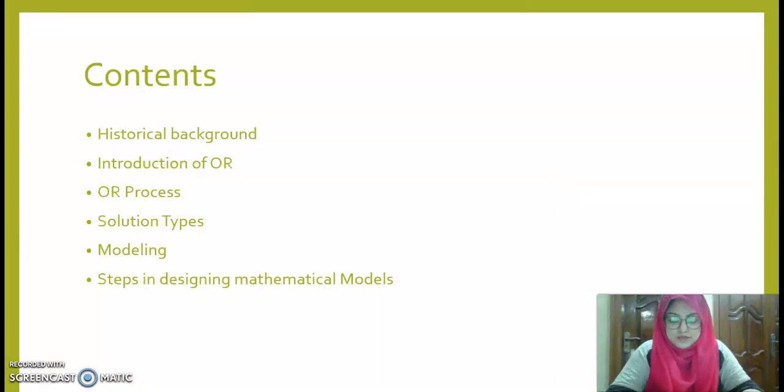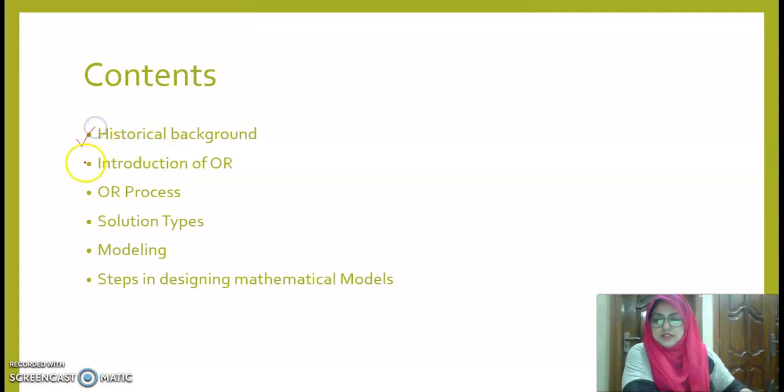So these are the contents that we will be discussing in this lecture. These are the historical background and introduction to OR, where we will first see the history. We will discuss the introduction, in which we will be discussing definitions, and we will learn what the operations research process is. Because we are focusing on deriving solutions, we will also discuss the types of solutions. We will discuss how modeling is done, and we will also learn the steps in designing mathematical models, because this subject relies heavily on mathematical models.